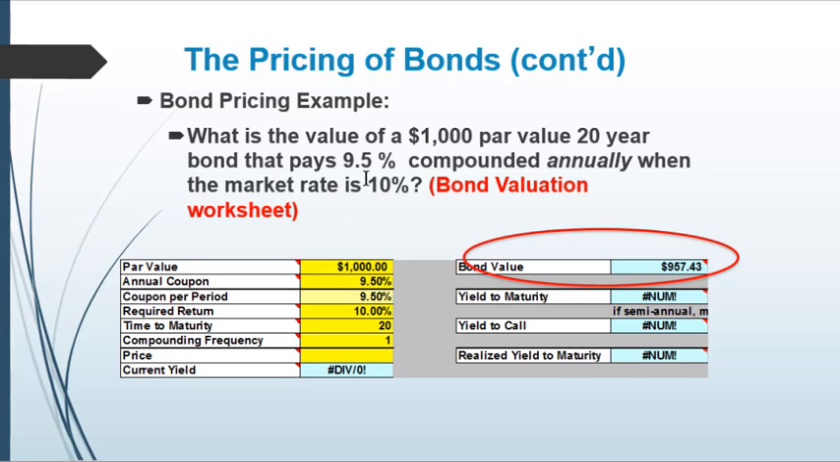The coupon is 9.5%. The coupon per period, well, you just take that number, divide it by compounding frequency. So for this bond, it's either going to be 9.5 because it's annual, or you would divide that by 2 and it would be 4.75. The required return, this is the yield of similar risk bonds. It's 20 years to maturity. So the value of this bond is $957.43. So that is the most you'd be willing to pay to purchase this bond.